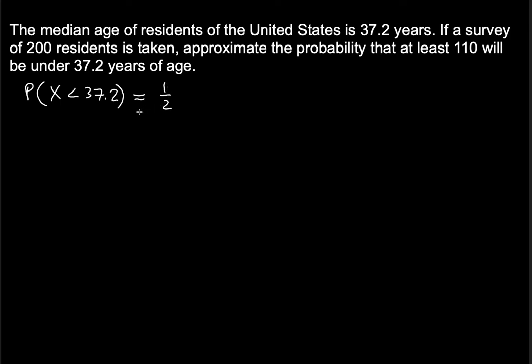Okay? So now we're going to let the second random variable represent the number of people under 37.2 years of age. And notice I'm saying the number of people. I'm not just talking about a single person now. I'm talking about multiple people, more than one person, right? This is another random variable. So how do we go from there?